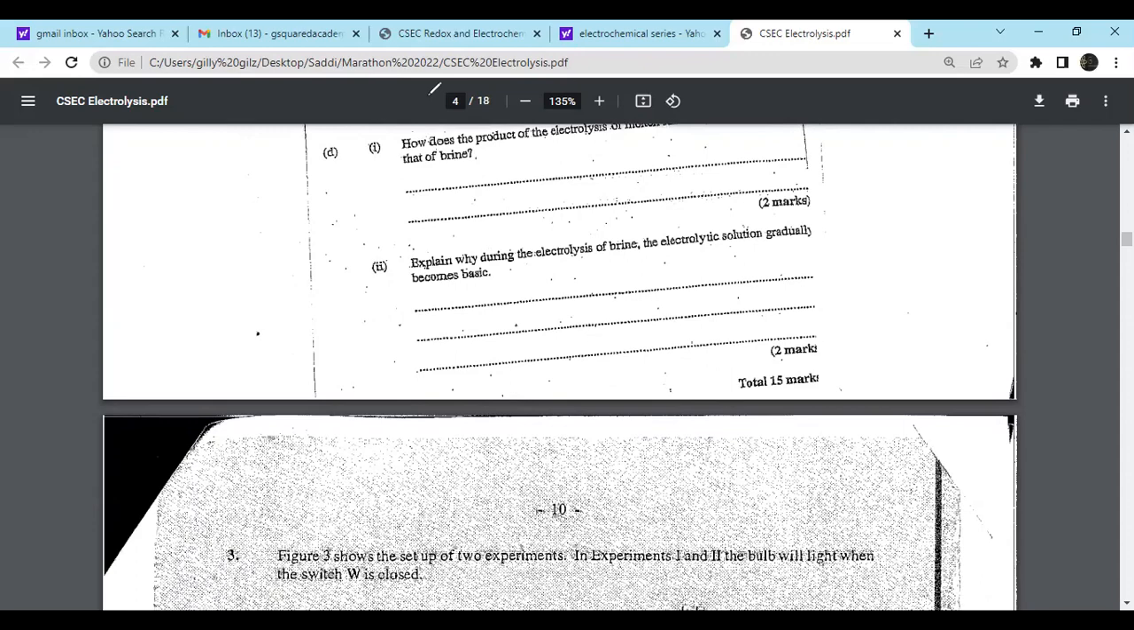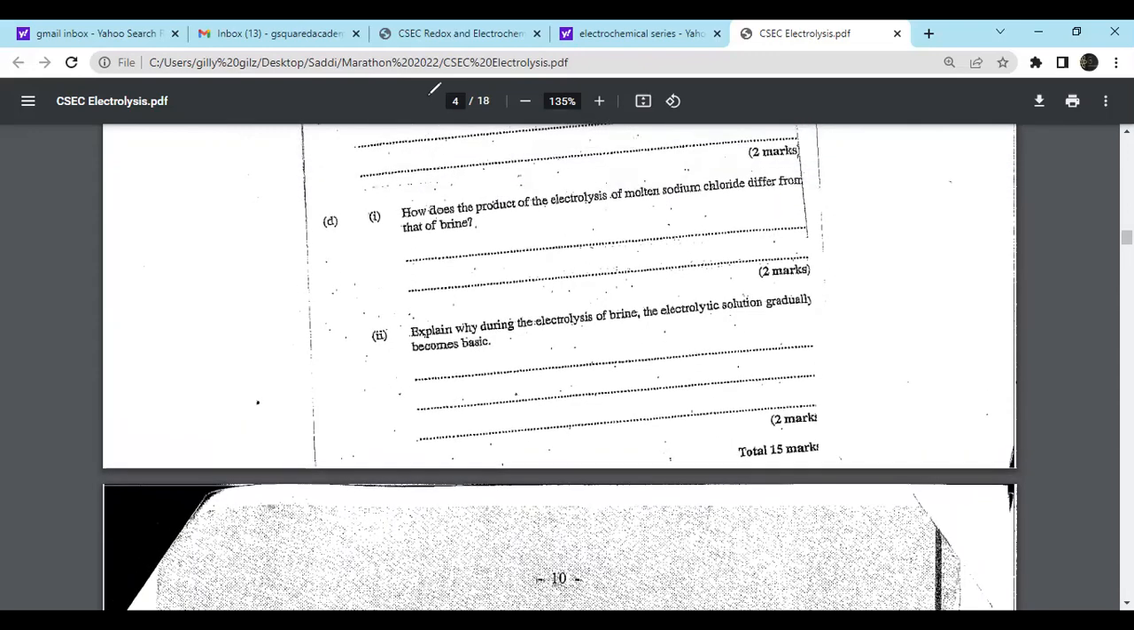Explain why during the electrolysis of brine, the electrolytic solution gradually becomes basic. And I actually just mentioned sodium hydroxide. Sodium hydroxide is being formed. And because sodium hydroxide is being formed, and sodium hydroxide is a base, therefore it would become basic because of that.